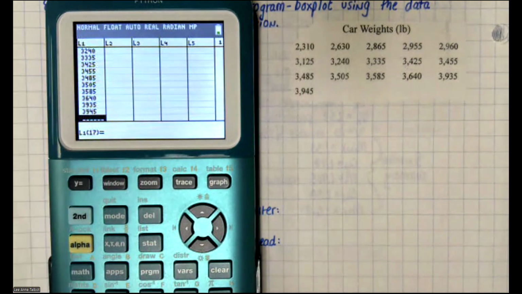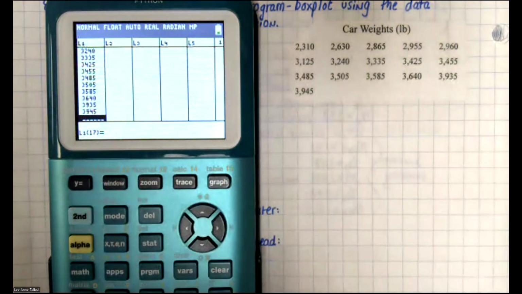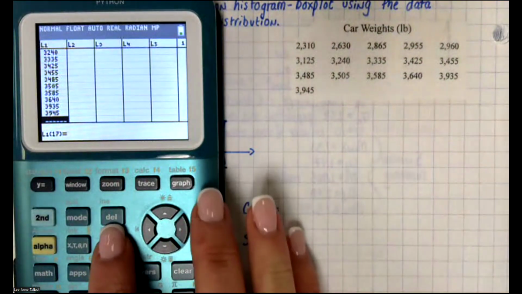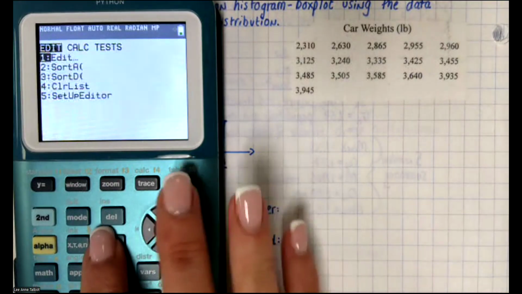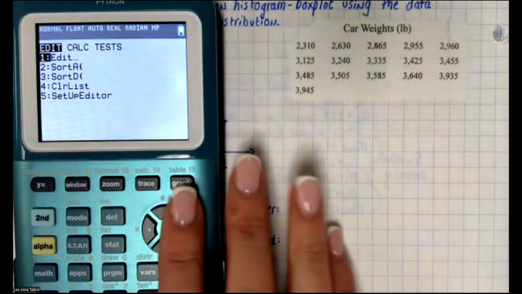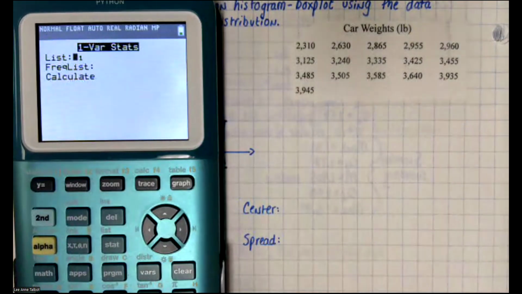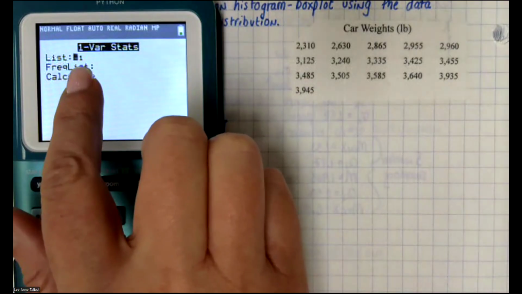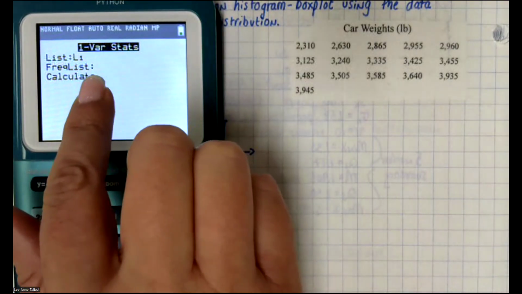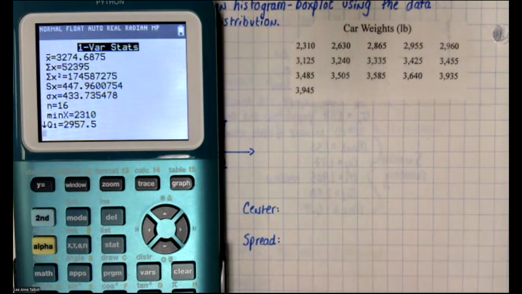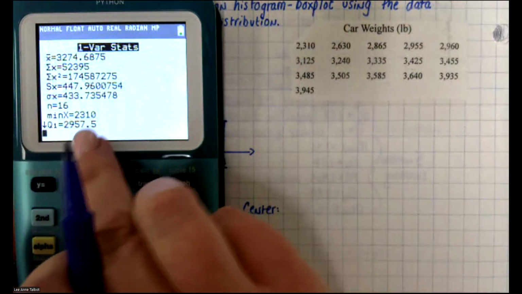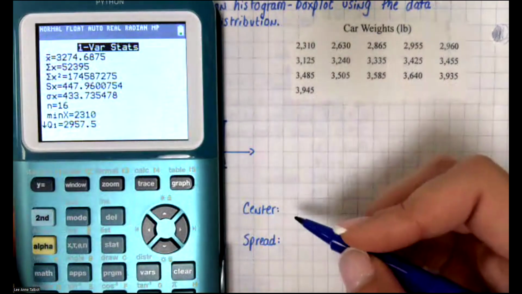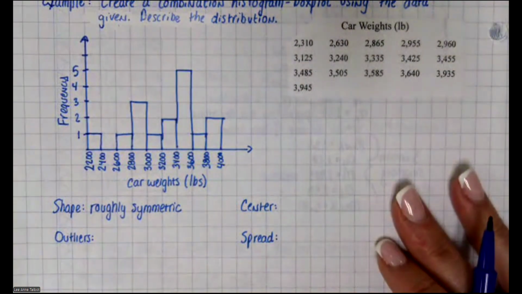Okay. I have everything crossed that I did that right. Okay, so I can actually check, but that's not super important here. So let's go back to what I taught you to do at the beginning of the video. Stat, scroll over to calc and choose one variable stats. You want to make sure that your list is L1 and that you don't have anything in your frequency list. Okay, so there's the mean and standard deviation, which is what I'm going to choose for my values of center and spread.